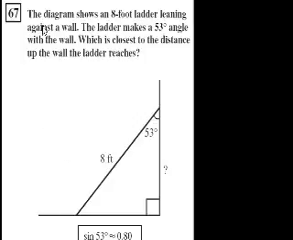All right. The diagram shows an 8-foot ladder leaning against a wall. The ladder makes a 53-degree angle with the wall. Which is closest to the distance up the wall the ladder reaches? So this is what they care about, this distance right here, right? So let's see how we can figure it out.